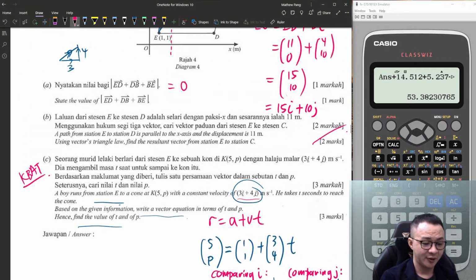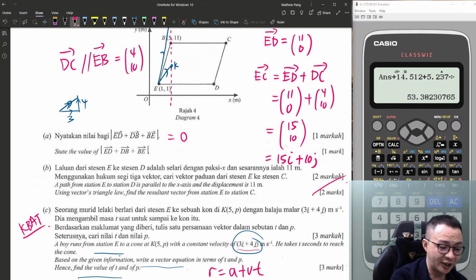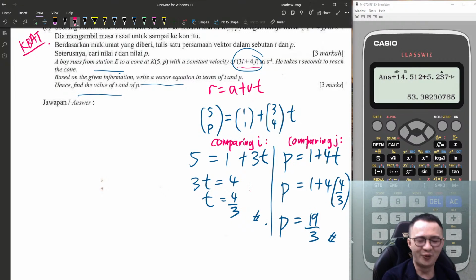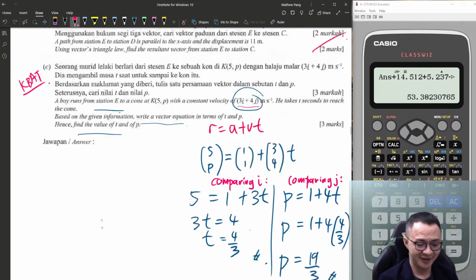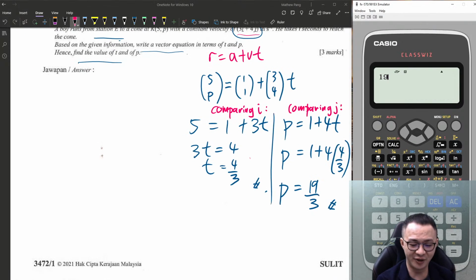Okay, so basically he is going to move 3, 4, 3, 4. It takes about 1.33 seconds to reach the point K. And then this one, 19 over 3, is 5 point something, right? Or 6 point something, 6.33.